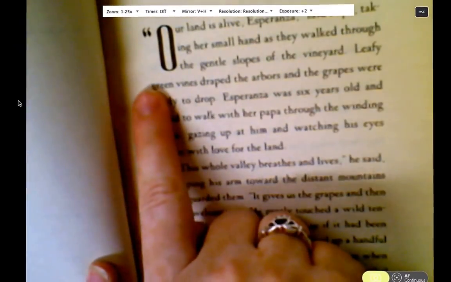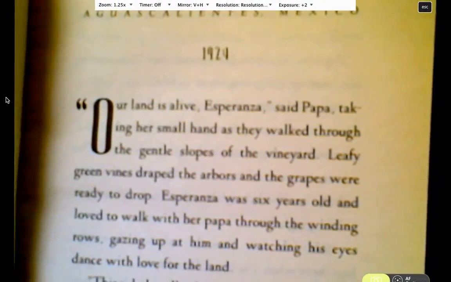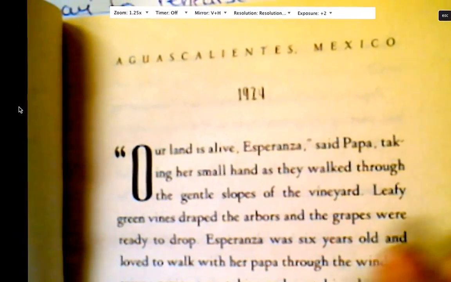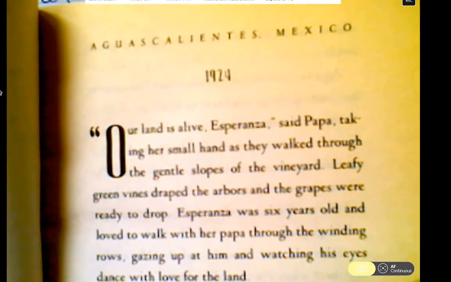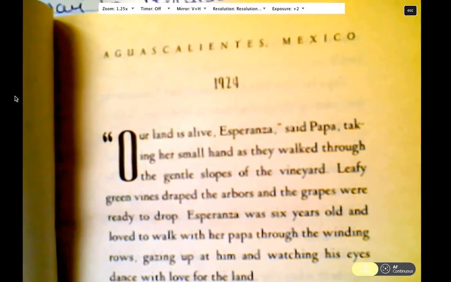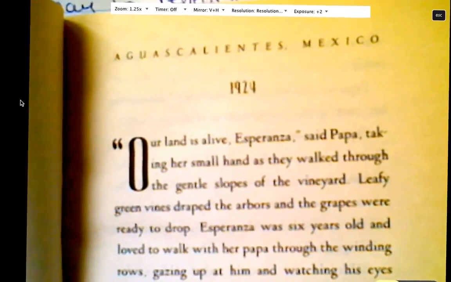Look, notice how it starts in a quote, so we know that there must be some dialogue, and I know it's kind of hard to see. So, "Our land is alive, Esperanza," said Papa, taking her small hand as they walked through the gentle slopes of the vineyard. Leafy green vines draped the arbors, and the grapes were ready to drop. Esperanza was 6 years old and loved to walk with her papa through the winding rows, gazing up at him and watching his eyes dance with love for the land.